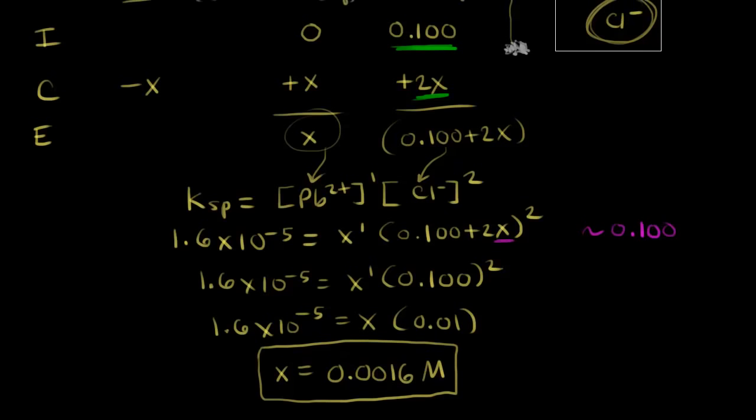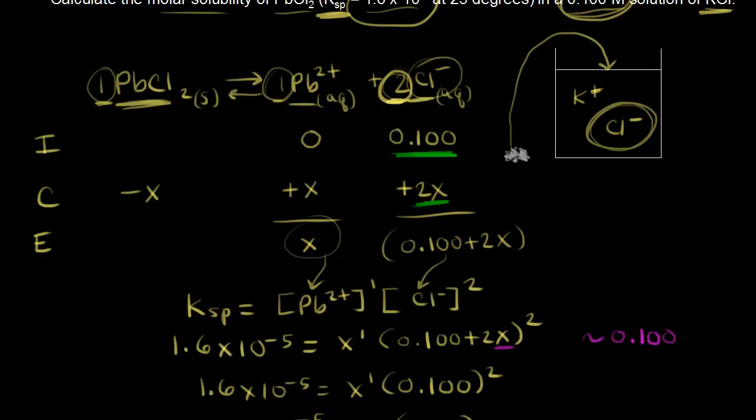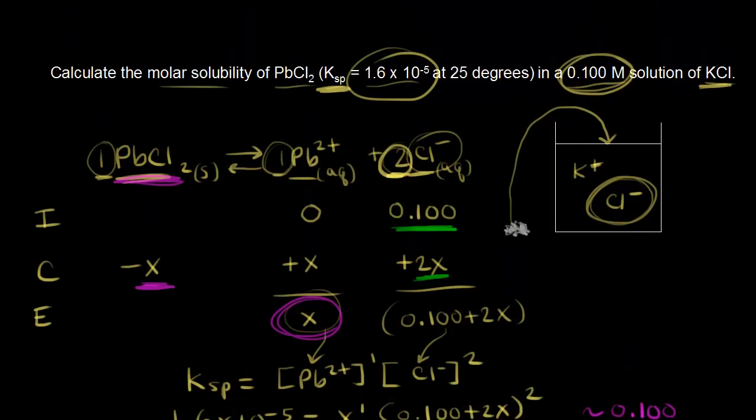If we go back up here, we can see that the concentration of lead 2+ ions is x. So that's our concentration. And that's also the molar solubility of lead 2 chloride, right? That's how much dissolved. So let's go ahead and write that in here. So our goal was to calculate the molar solubility, and it was equal to 0.0016 molar. Now keep in mind, this is the molar solubility for lead 2 chloride in our solution of potassium chloride. Right? So this is in potassium chloride.